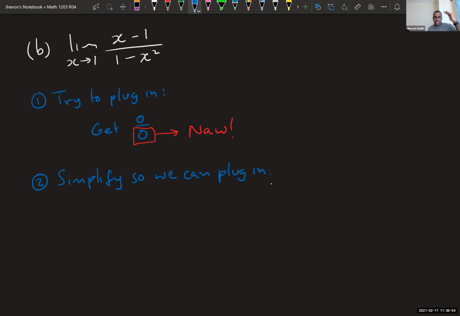So this is what should be going on in your head. You don't have to write this out on paper, which is why I wrote it in a different color. You see a limit, the first thing you try to do, can I plug it in? Can I just plug it in? That's what you look for first. Can I plug in 1? You're going to realize, 0 in the bottom. So no, step 1 is not going to work. So now you move to step 2. Okay, can I simplify so I can plug in? And so that's what you go to next.